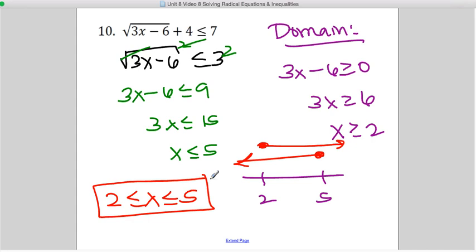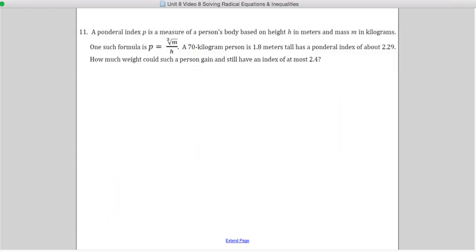Okay. We have one last example, example 11. A ponderal index P is a measure of a person's body based on height h in meters. So height in meters, mass in kilograms. One such formula is given. A 70 kilogram person who is 1.8 meters tall has a ponderal index of 2.29. How much weight could the person gain and still have an index of at most 2.4?